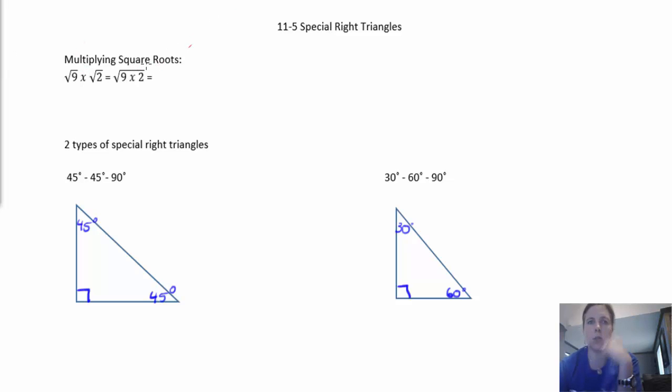Multiplying square roots. Okay, so what you need to know is the square root of 9 times the square root of 2 is the same as the square root of 9 times 2. So the square root of 18, and if it asks for a decimal, the square root of 18 is not perfect, so it would be about 4.24.